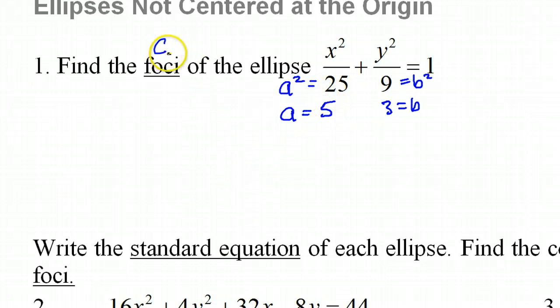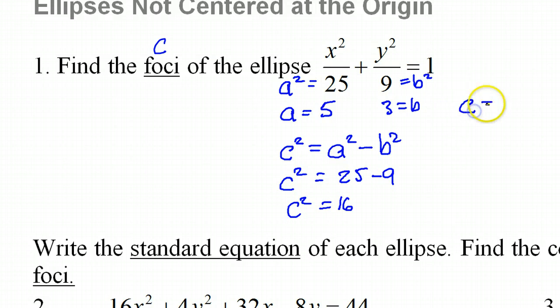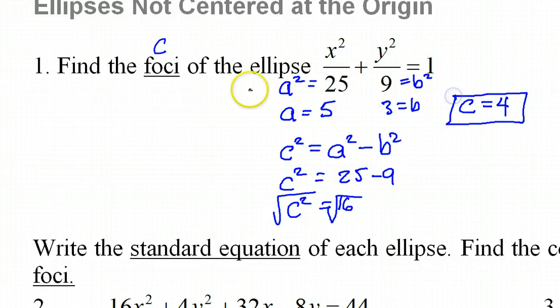But if I want to talk about my C value, I have to use the formula that C squared is equal to A squared minus B squared. That means C squared is equal to 25 minus 9. So C squared is equal to 16. So C is equal to 4 because I took the square root. Now I've got A, B, and C, but it's the C value that I'm going to use to find the foci.